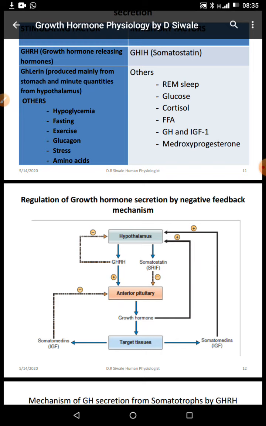So we also need to understand what can result in secretion of growth hormone releasing hormone. We have factors like glucose, random eye movement, sleep. We have hypoglycemia, fasting, starvation. So these will also stimulate the hypothalamus.